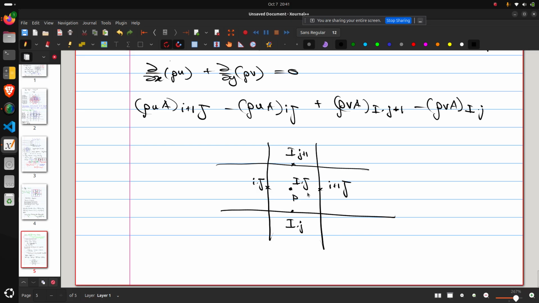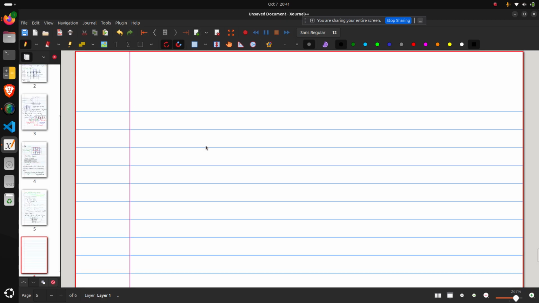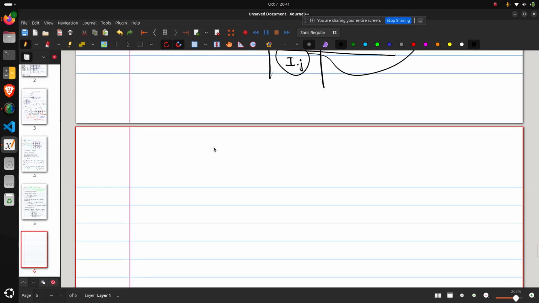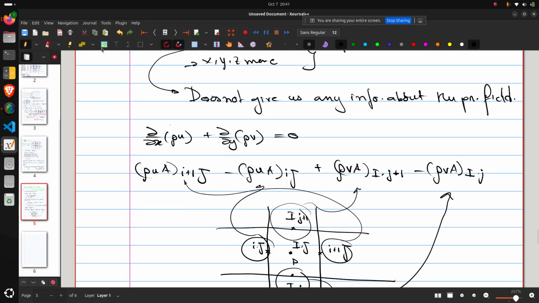So if you see, this is nothing but this term minus this term. This is the net flux in the x direction, and again this term minus this term is the net flux in the y direction. So this is the continuity equation. Okay, it's simple, right? Now let's bring this equation down.